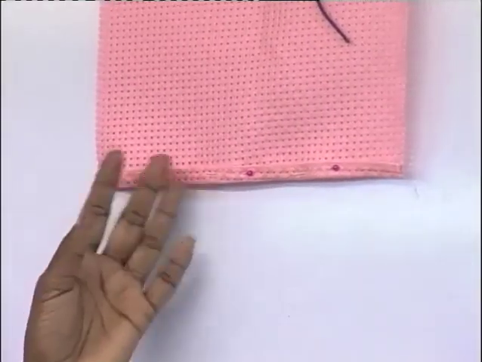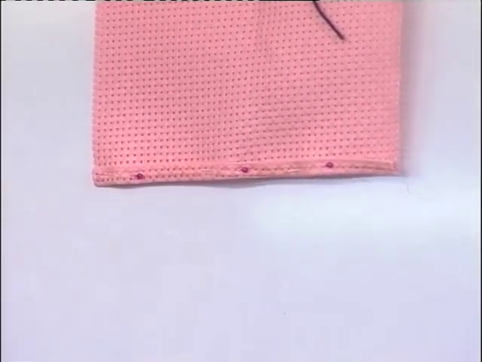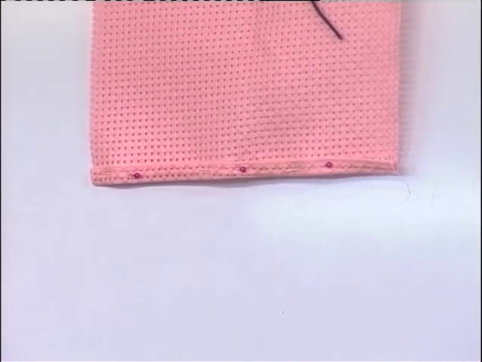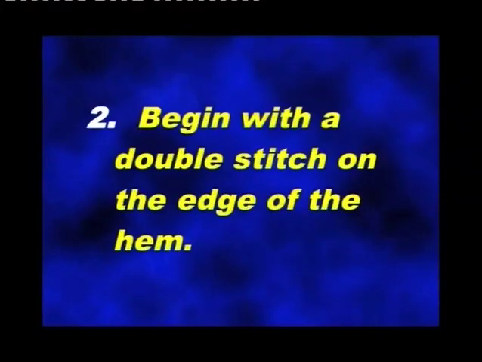Okay, our piece of cloth has been double folded, the first step. Let's see the second step. What does it say? Read together. Begin with a double stitch on the edge of the hem.